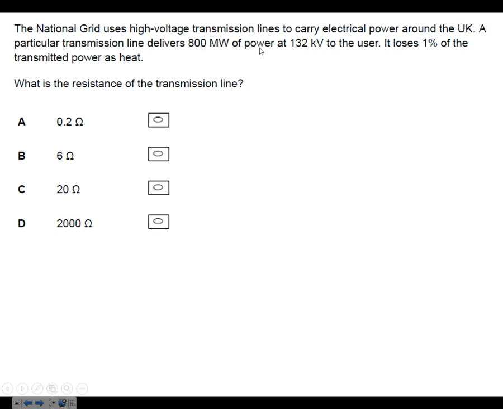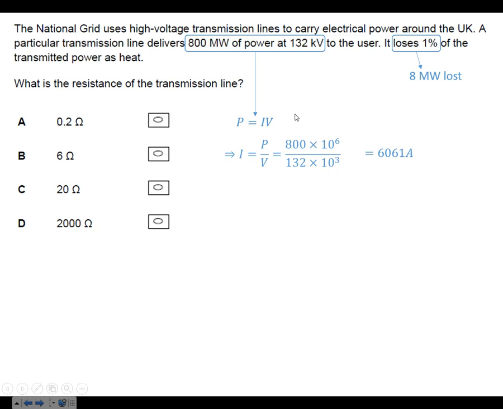So we've got 800 megawatts of power being delivered at this voltage. We're going to be losing 1% as heat. Quick calculation there, 1% of 800 megawatts is 8 megawatts. So that's what we're going to be losing. We're going to be delivering this power at this potential difference, so immediately you can work out the current that's going to be down the cables. We can work this one out, and this comes out as just over 6,000 amps.